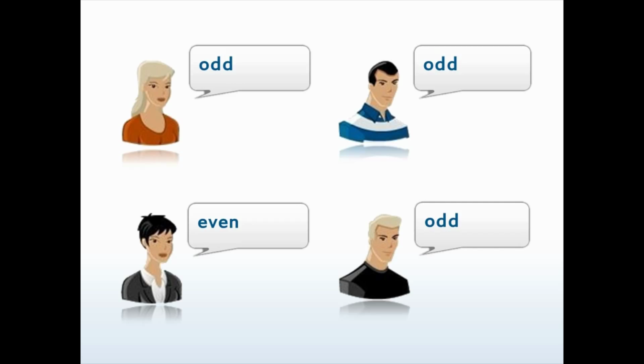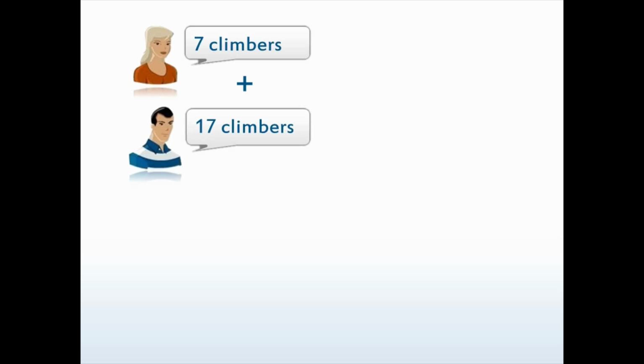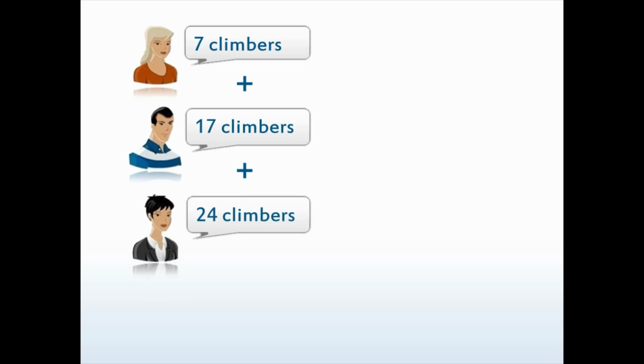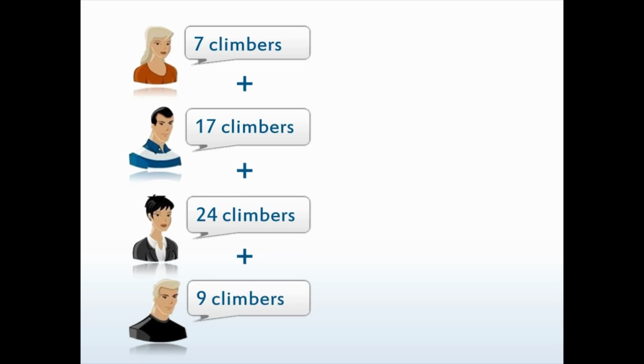We already have our answer, but let's prove that it's correct by adding up the total number of climbers. We have groups of 7, 17, 24, and 9 climbers, which gives a total of 57 climbers. 57 is an odd number, so we've shown that the rule works.